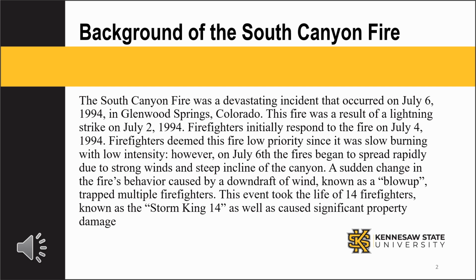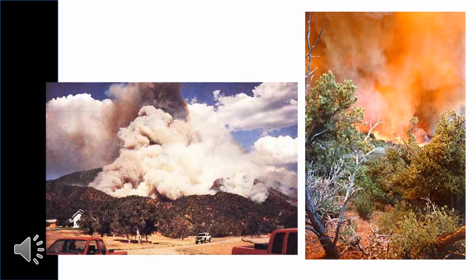However, on July 6, this fire began to spread rapidly due to strong winds and the steep incline of the canyon. A sudden change in the fire's behavior caused by a downdraft of wind known as a blow-up trapped multiple firefighters. This event took the life of 14 firefighters, known as the Storm King 14, and also caused significant property damage. These images show what the fire intensely and quickly burning up the canyon looked like.